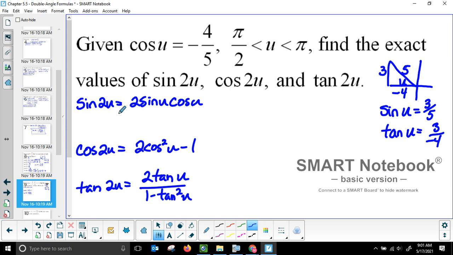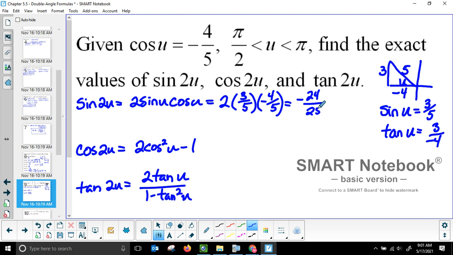All right, so using our formula for sine of 2u, we get 2 times sine of u, which is 3/5, times cosine of u, which is -4/5. So this is -24/25.